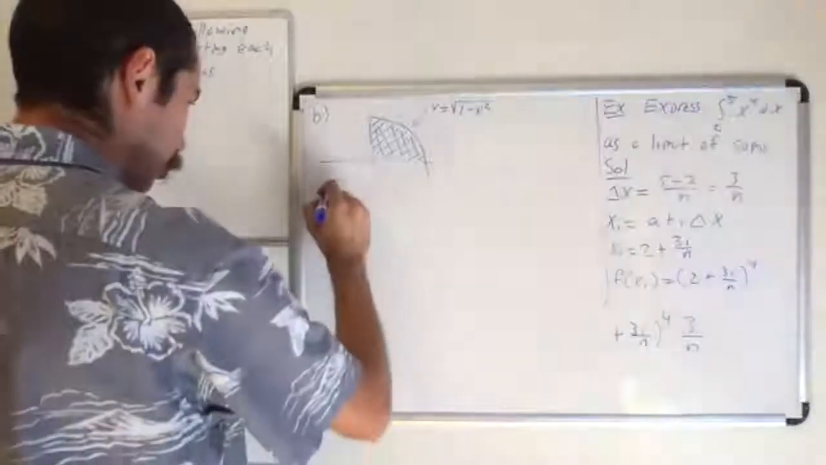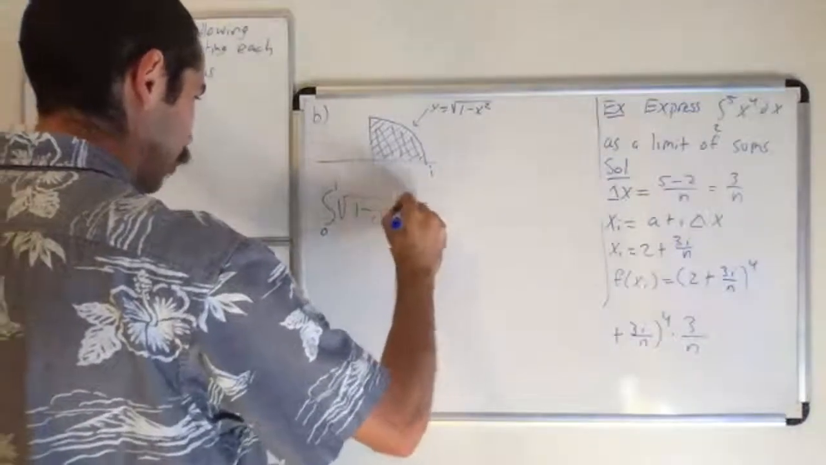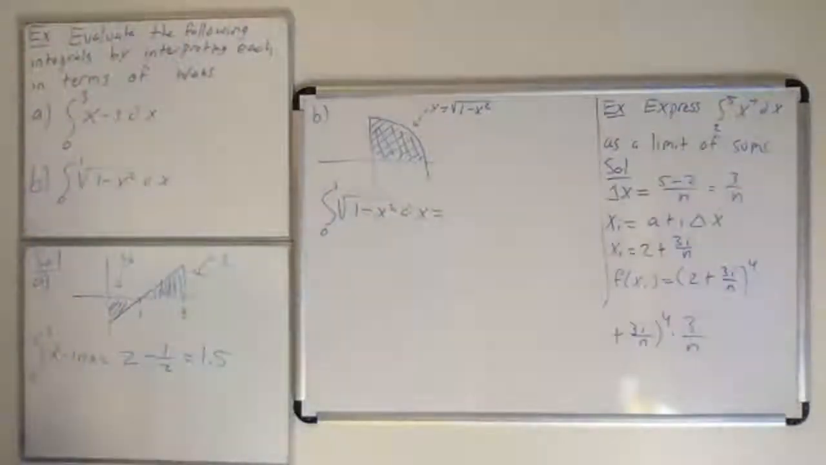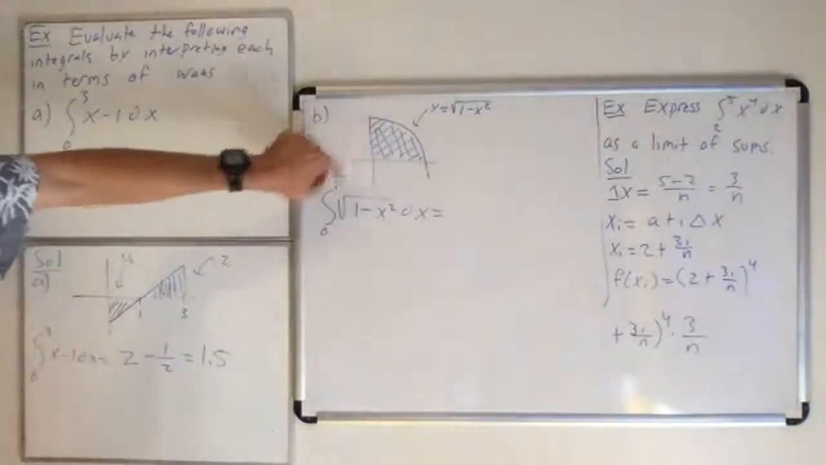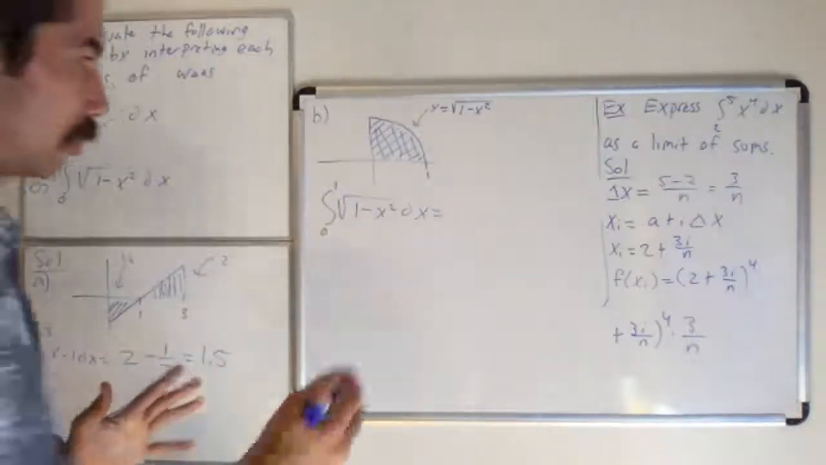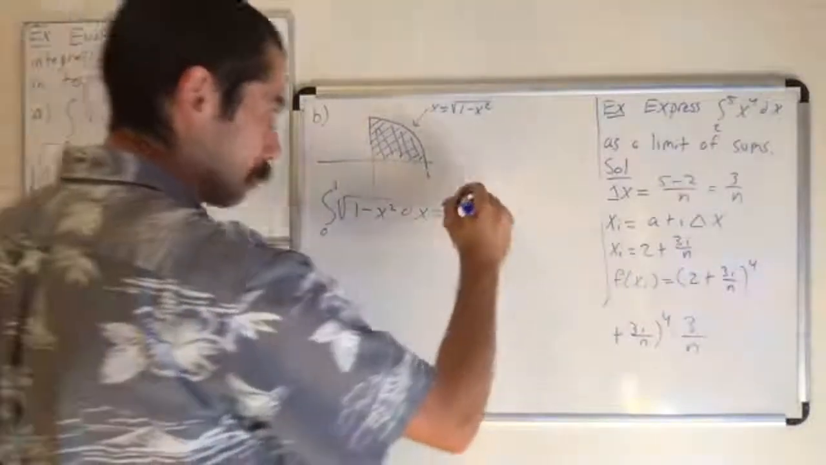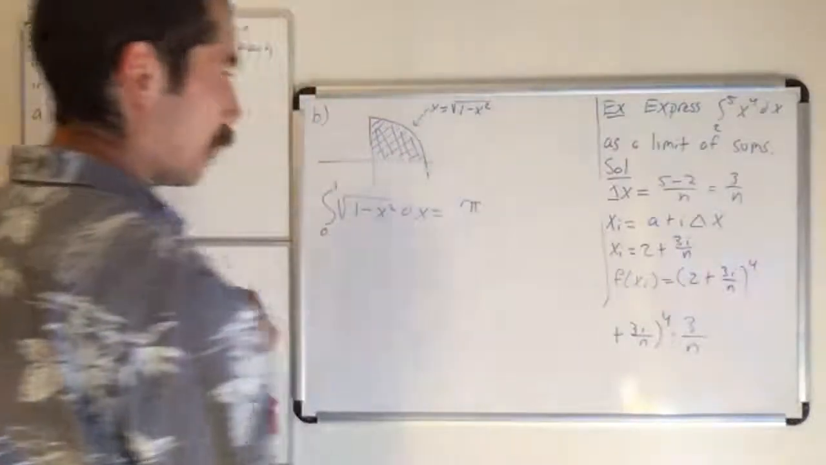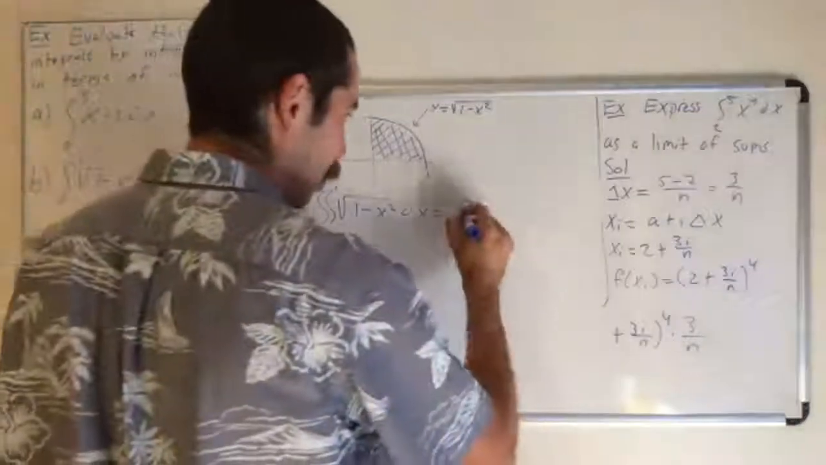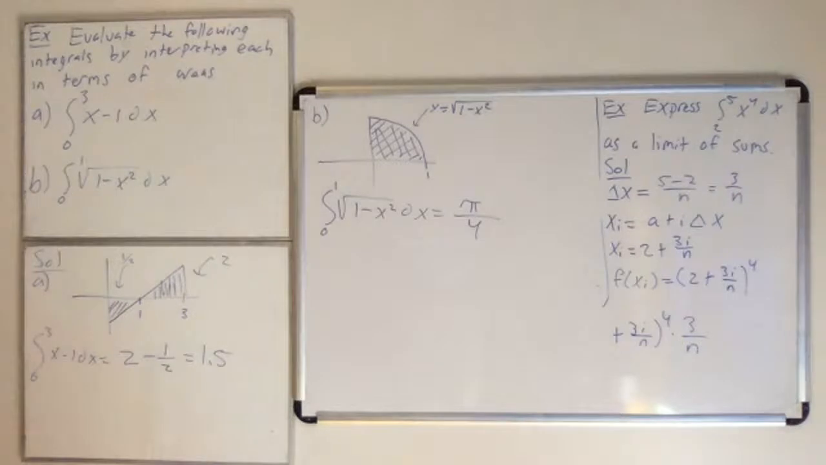And so the integral from 0 to 1 of the square root of 1 minus x squared dx is equal to 1/4 of the area of a whole circle with radius 1. The area of a circle with radius 1 is pi times 1 squared, which is pi. And 1/4 of it is we divide by 4. So we get pi over 4.